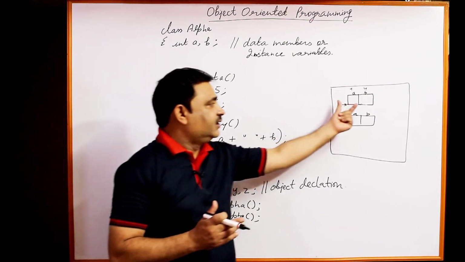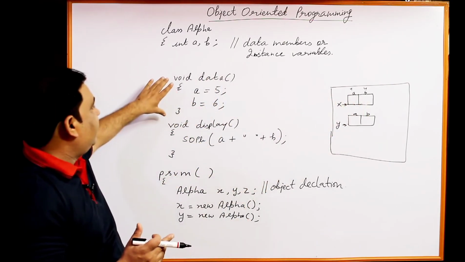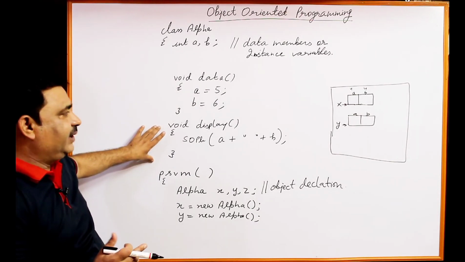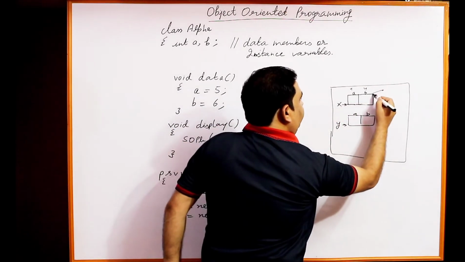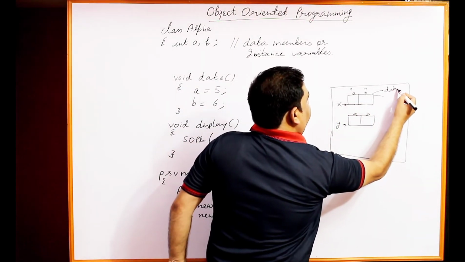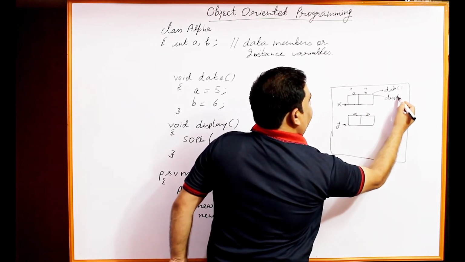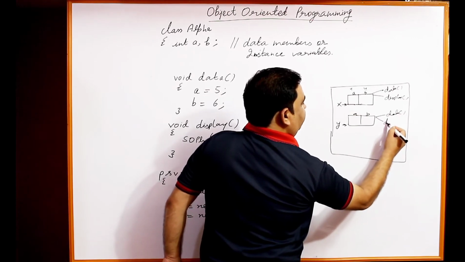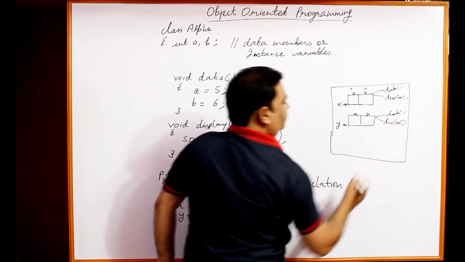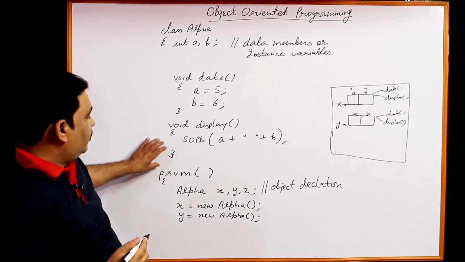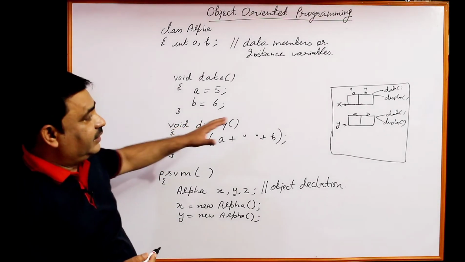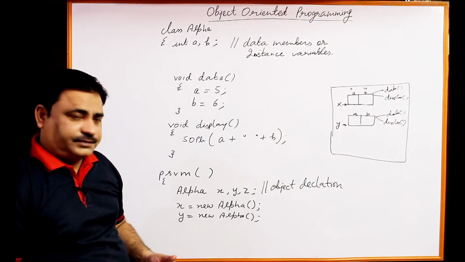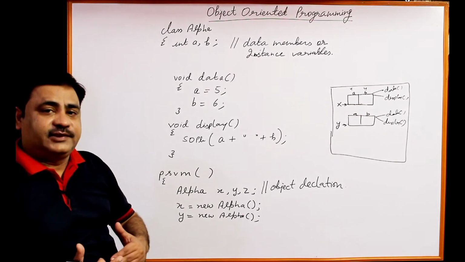Behavior of the objects depends on the functions defined in the body of the class. We have defined 2 functions, void data and void display. So this object has 2 functions, one is data, another is display. Same way, these 2 functions are also attached with the second object, data and display. If you make one more function here, then one more behavior will be added with each object. So now how can we access this function?